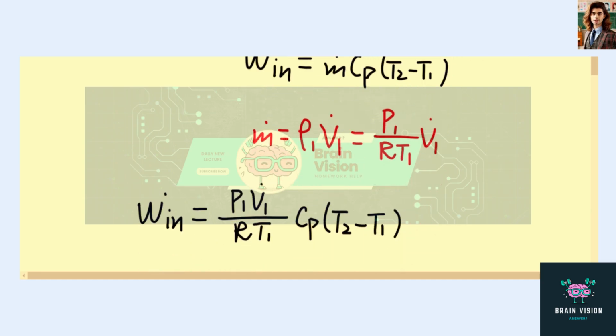So now we can plug back into the equation. We have W dot in is equal to P1 times V1 dot over RT1 times Cp times (T2 minus T1).